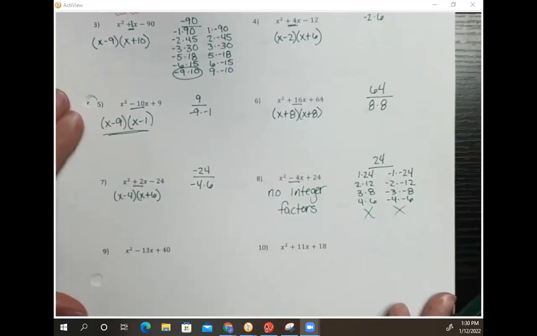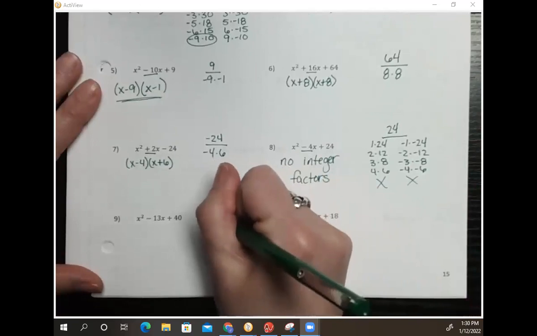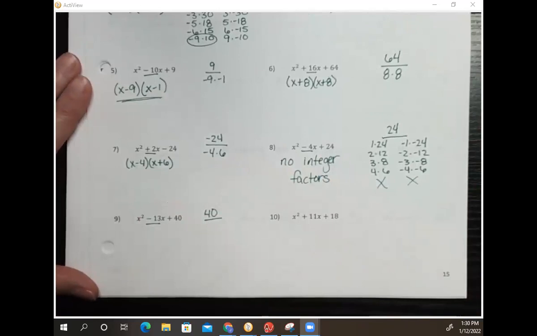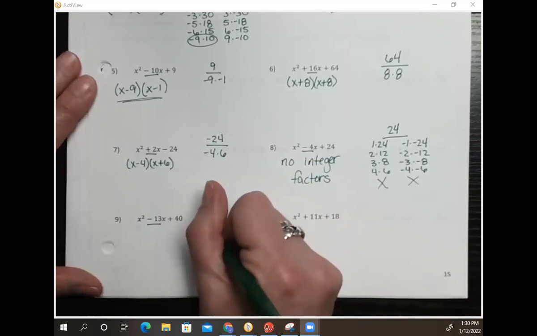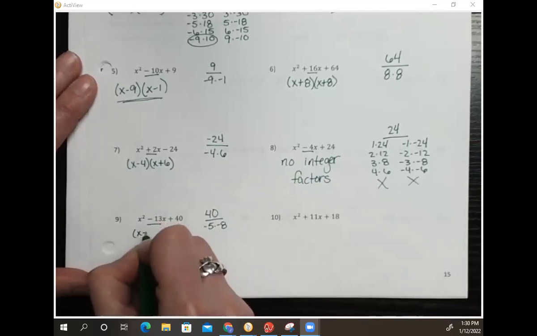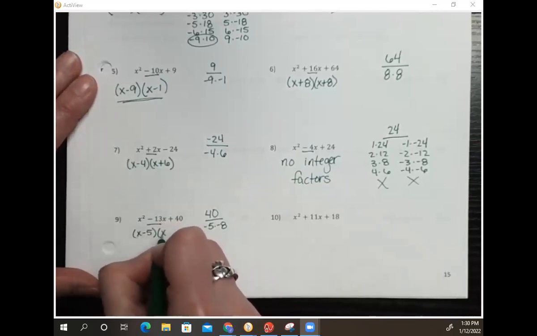Let's take a look at number 9. I want factors of 40 that would add to negative 13. Negative 5 and negative 8. That would do it. So this is x minus 5 times x minus 8.